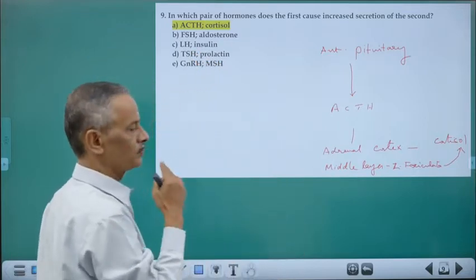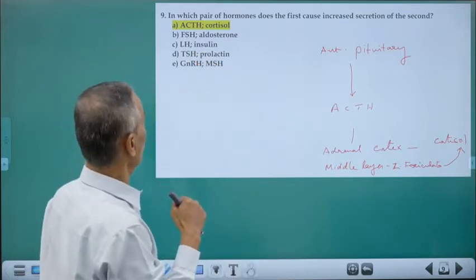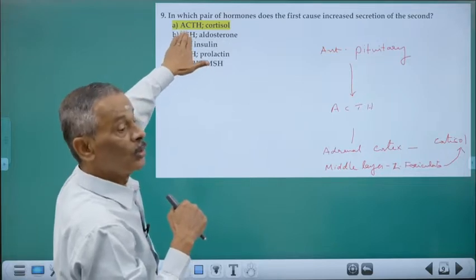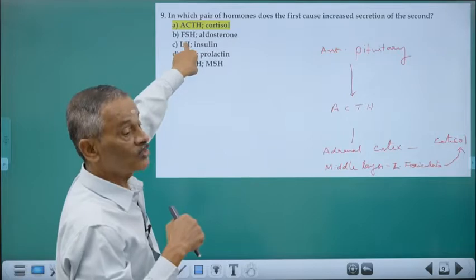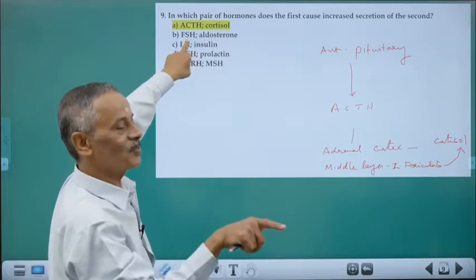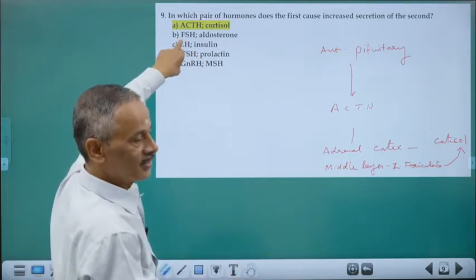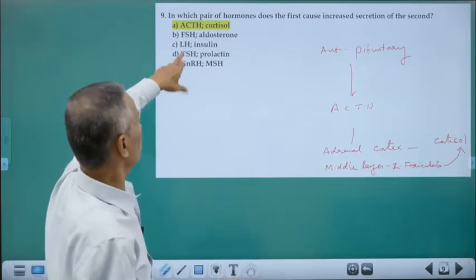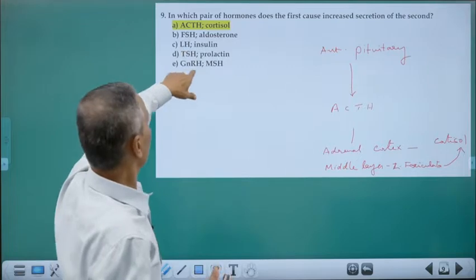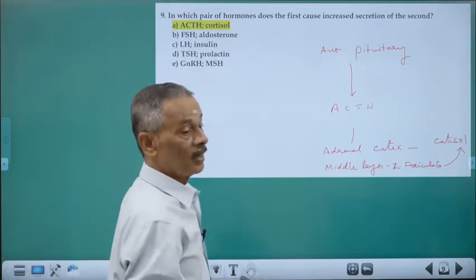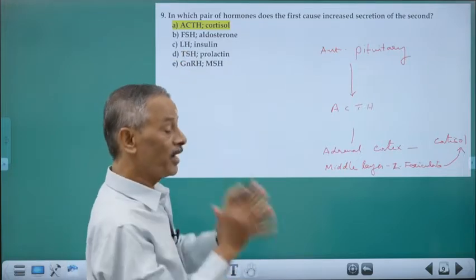FSH, follicle stimulating hormone, in males is acting on Sertoli cells. Sertoli cells are producing inhibin. Okay, we'll be studying in the next chapter. It is producing inhibin, and androgen binding protein, ABP.